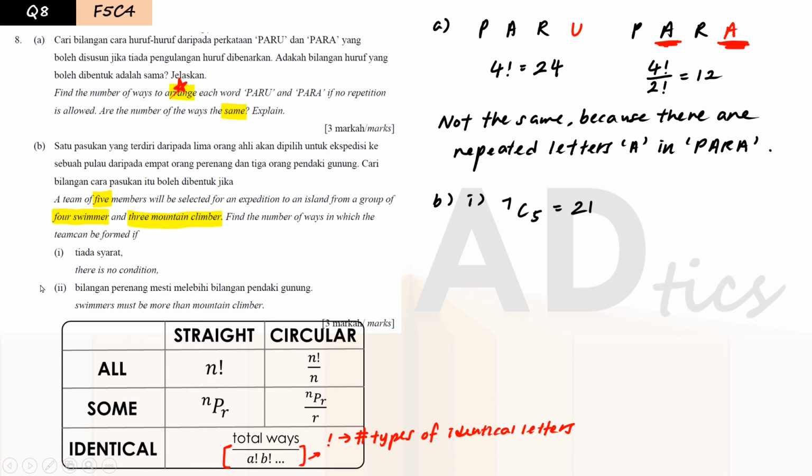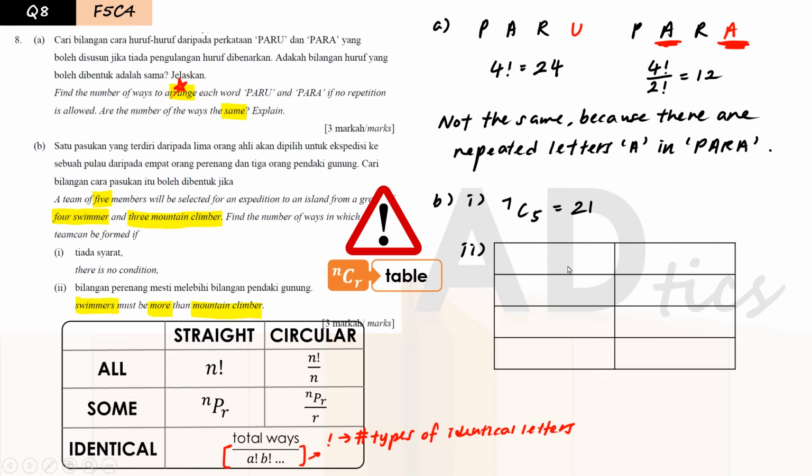And for part 2, the condition is the swimmers must be more than the mountain climbers. So I would say this one has a lot of possibilities. So let us use a technique in combination, which is to draw out the table, something like this. How to use this table is, each of the columns here represents the groups that we have. So we have 2 types of groups: one is the swimmers and one is the climbers.